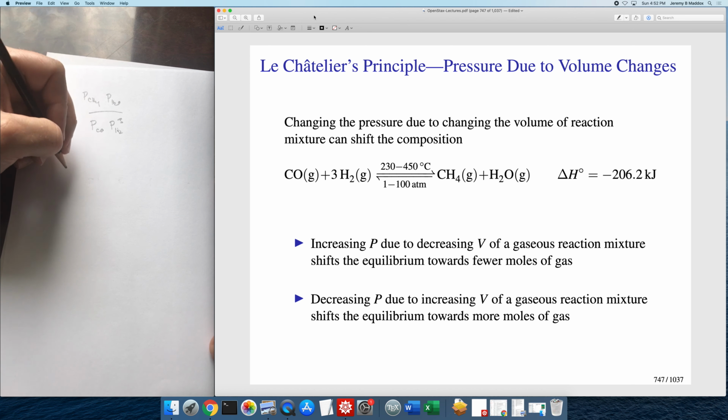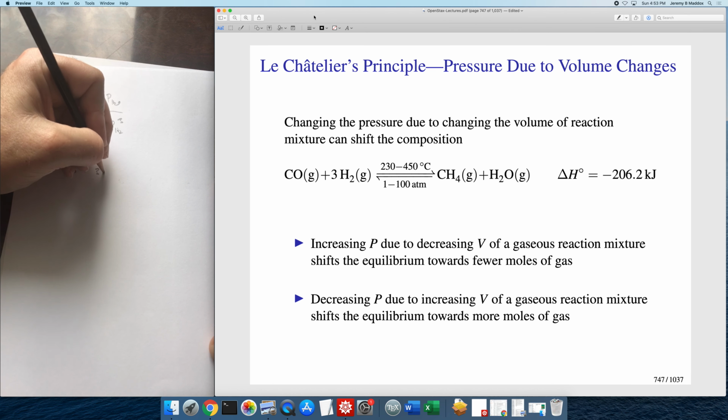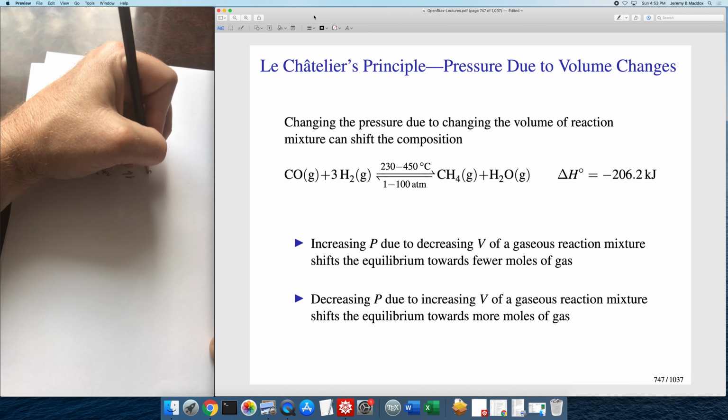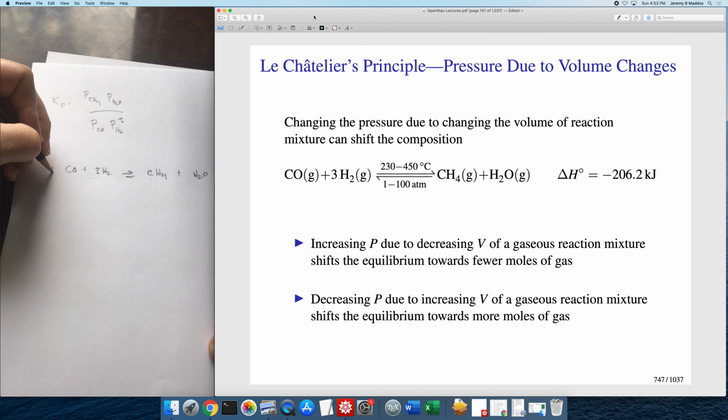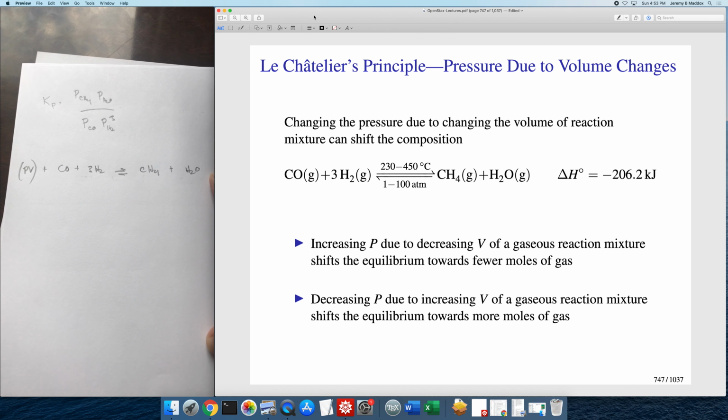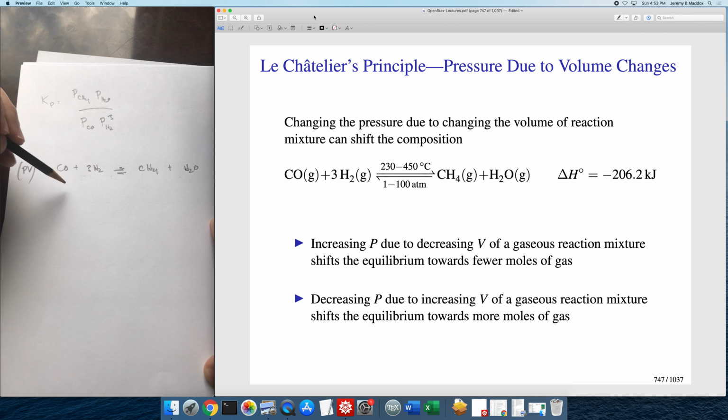In this particular reaction, I'll go ahead and write it out. We see that the product side has fewer moles of gas, and so I can add a PV term here. This is how we use Le Chatelier's principle for pressure changes associated with volume changes. Put the PV term on the side that's got more moles of gas. And so now what happens is you're going to be increasing the pressure by decreasing the volume.